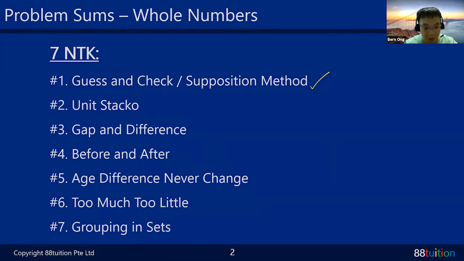So bear with me on the supposition and guess and check portion. Then we'll be doing a little bit of unit stacker, like how many times, or maybe a little bit of fraction, like somebody got 2/3 of something. Then you have to learn to draw your units, things like twice, thrice. Next, gap and difference. I will show you what is gap and difference later. And something called before and after. This is a very important portion of the problem sums for whole numbers. Before this, what happened? After this, what happened? Must I draw 2 models? Later, we will go into that.